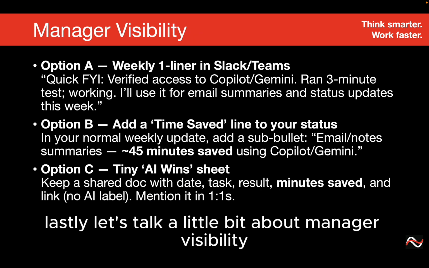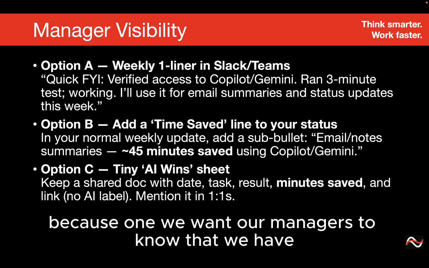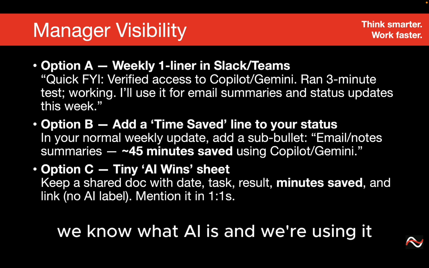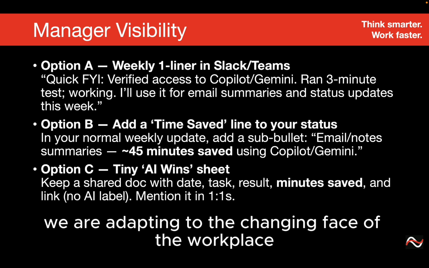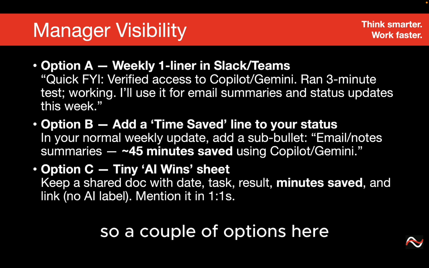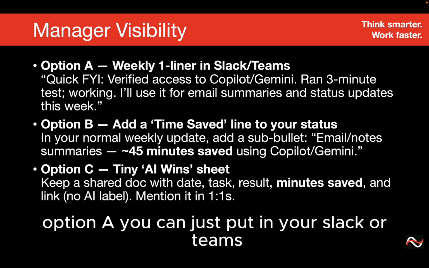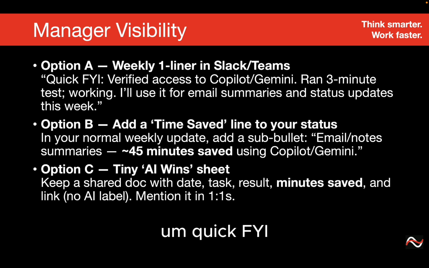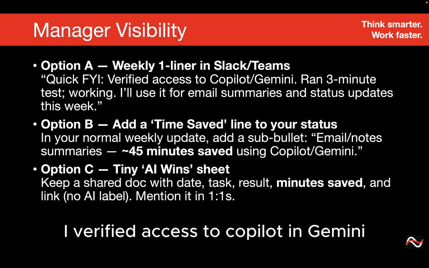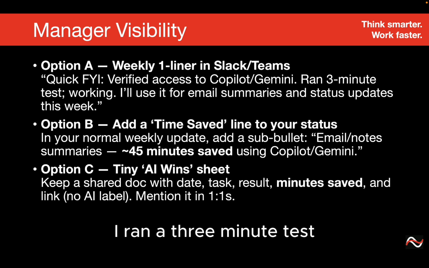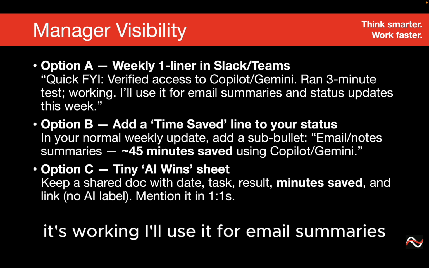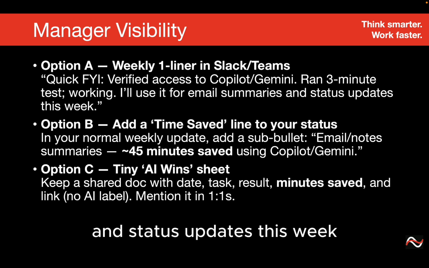Lastly, let's talk a little bit about manager visibility, because we want our managers to know that we know what AI is and we're using it. So we are adapting to the changing face of the workplace. So a couple of options here. Option A, you can just put in your Slack or Teams, quick FYI, I verified access to Copilot and Gemini. I ran a 3-minute test. It's working. I'll use it for email summaries and status updates this week.